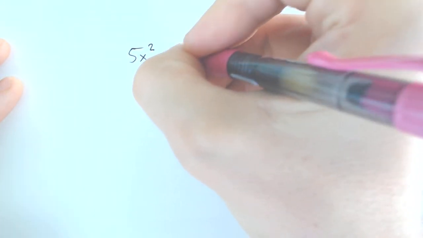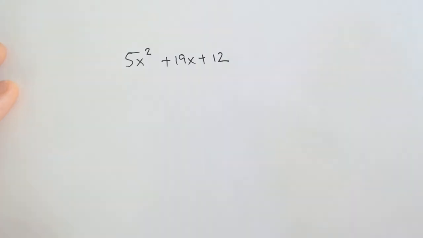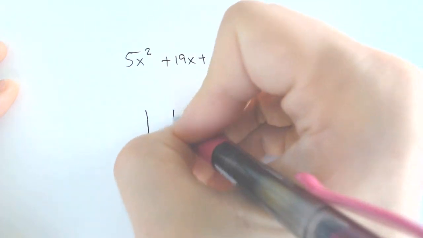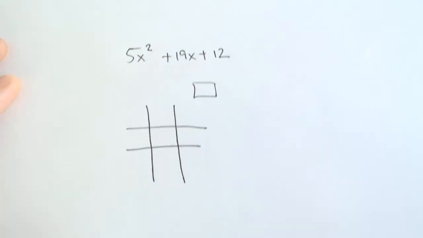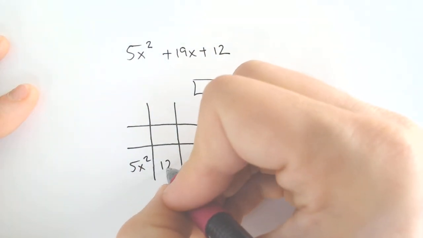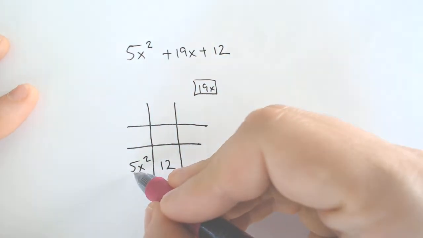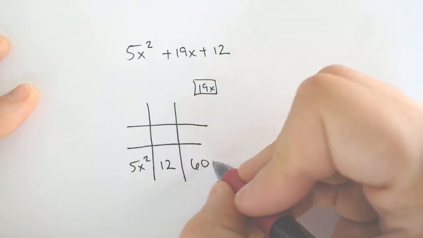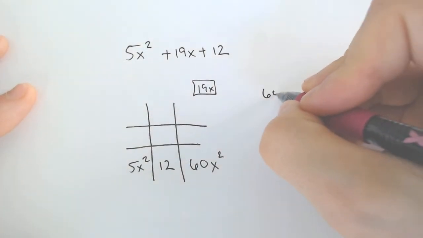We got a 5x squared plus 19x plus 12, and we're going to put it in the tic-tac-toe board. 5x squared, first, last, middle at the top. 5 times 12 is 60x squared. Whew. So what numbers multiply to equal 60? Quite a few of them, in fact.